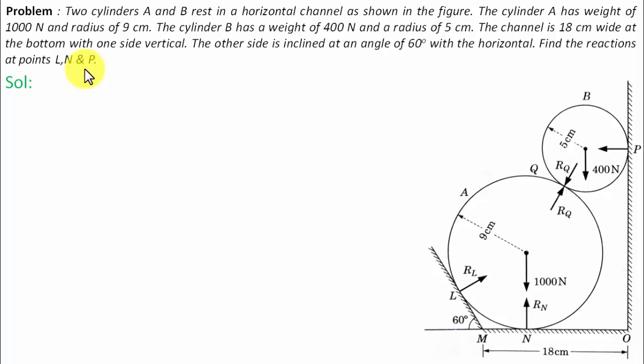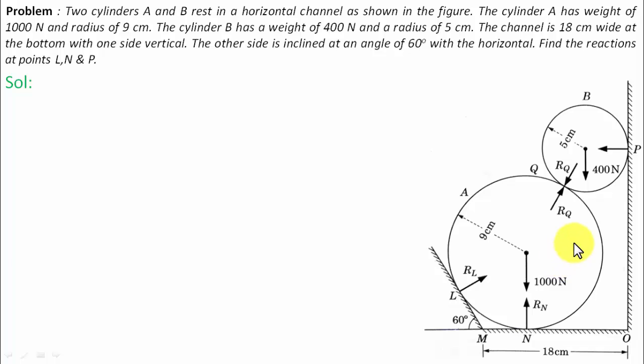Alright. So let us try to understand this entire arrangement. We have this larger cylinder over here, 9 centimeter radius, self weight of 1000 Newton, and this smaller cylinder on top of it, 400 Newton weight and 5 centimeter radius. Now these two cylinders have some points of contact. This cylinder has a point of contact at L, and hence L is going to offer a reaction normal to this surface, that is RL. Secondly, this larger cylinder also has a point of contact at N with the ground surface, and the normal reaction is going to be in this direction. And normal reactions are basically directed towards the center. You can see this. RN also is directed towards the center and RL also is directed towards the center.